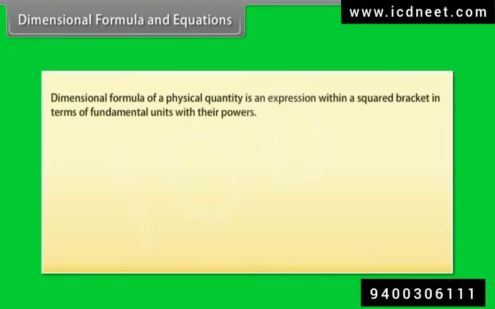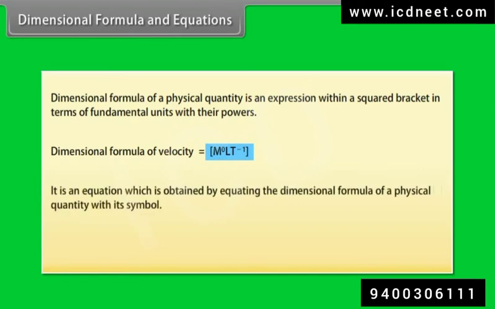Dimensional formula and equations. Dimensional formula of a physical quantity is an expression within a squared bracket in terms of fundamental units with their powers. Let us take an example. Dimensional formula of velocity is equal to under brackets M to the power 0 L T to the power minus 1. A dimensional equation is obtained by equating the dimensional formula of a physical quantity with its symbol. Let us take an example. Dimensional equation of velocity is V is equal to under brackets M to the power 0 L T to the power minus 1.